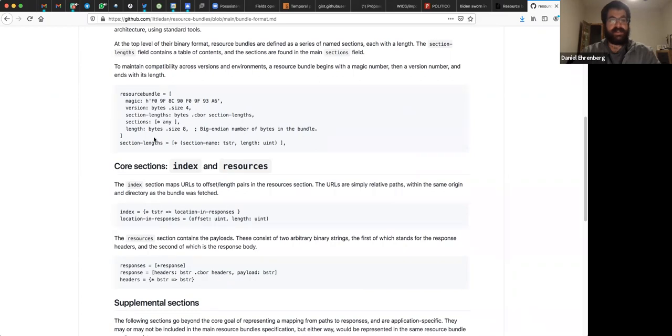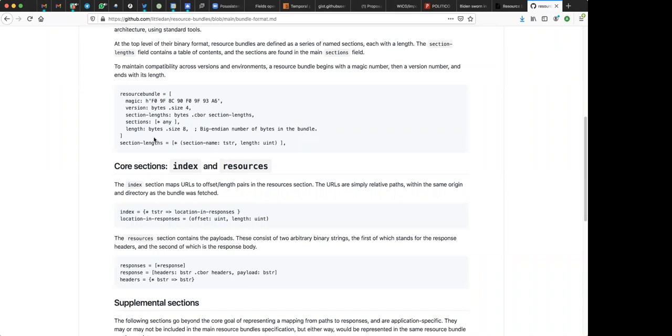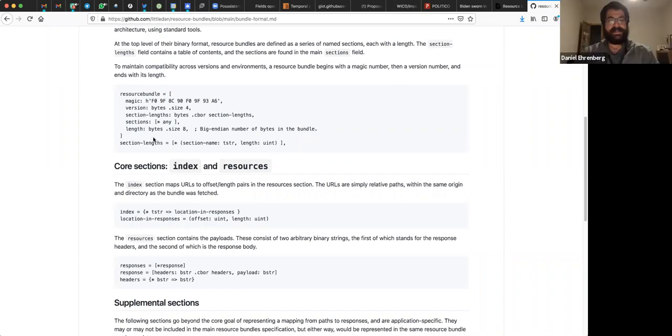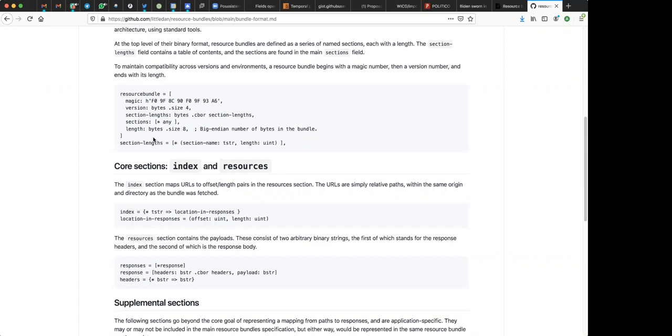I'm not a CBOR expert. I just skimmed some. Oh, it's just like JSON in this context. I'm wondering, is this ordered or unordered, the resource bundle? It is ordered because you want that length at the end. We went over this with web bundles. Yeah.